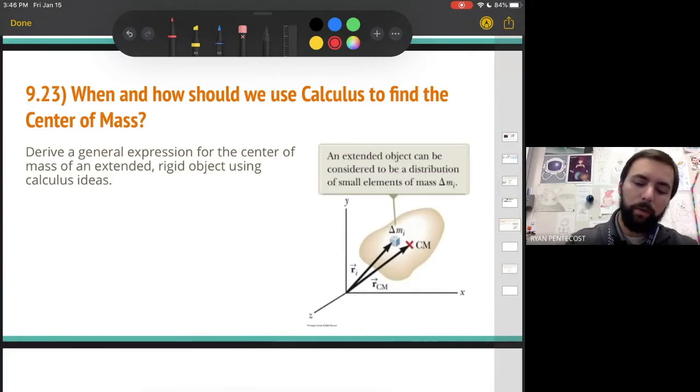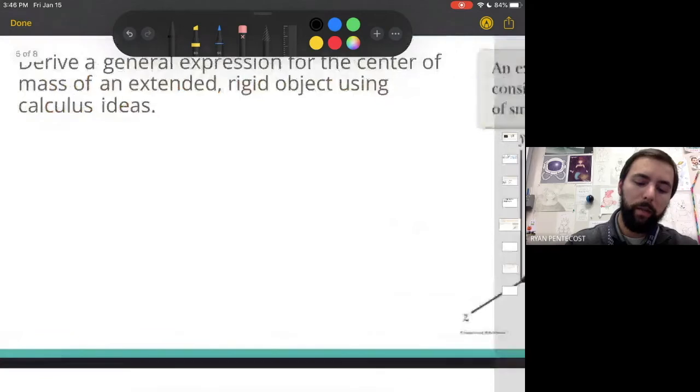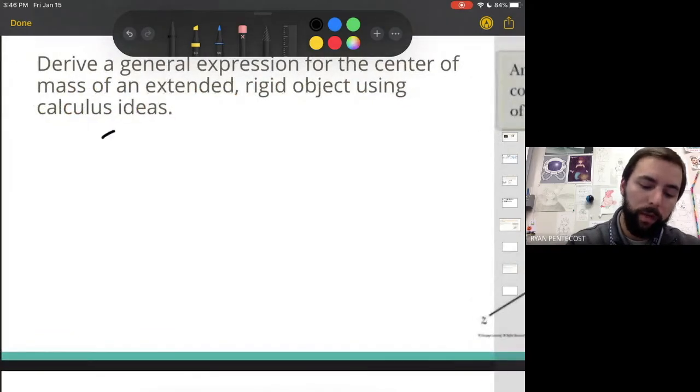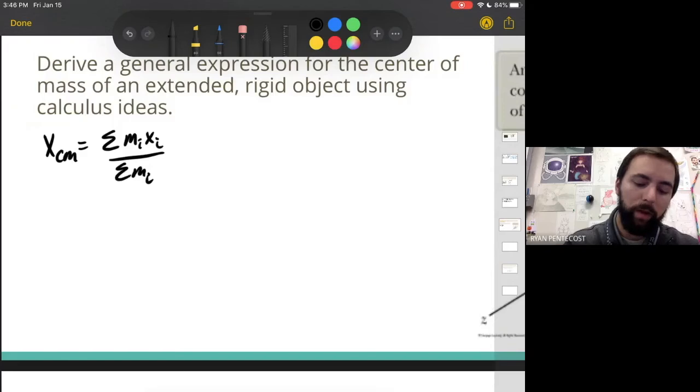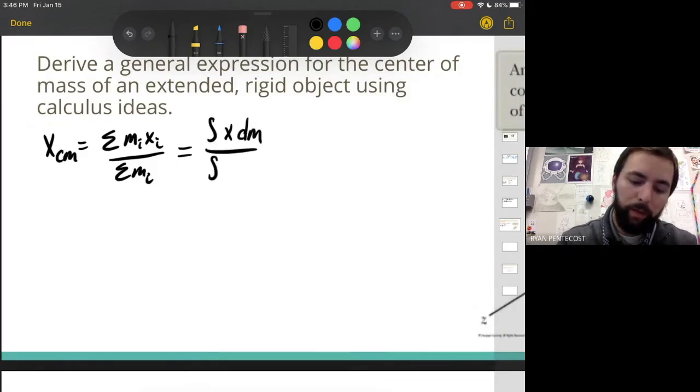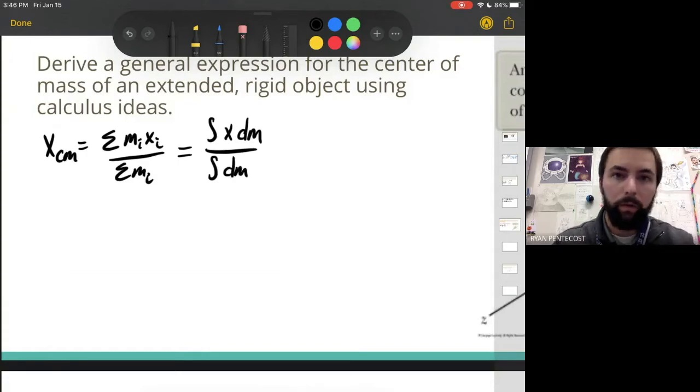So what we'll do is start with what the AP exam gives you, which is the summation. The center of mass is the summation of mi xi divided by the summation of mi, right? Mass times position divided by mass. Now we will integrate this. We will integrate that position with respect to mass divided by the integral with respect to mass.